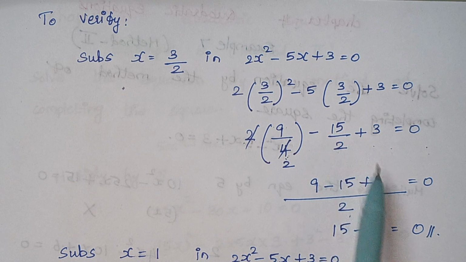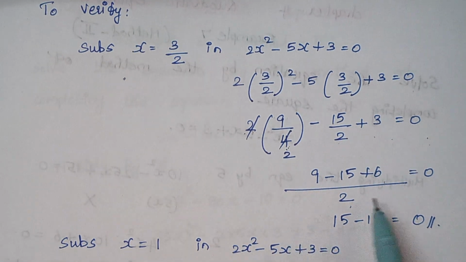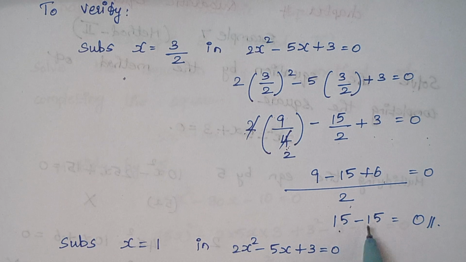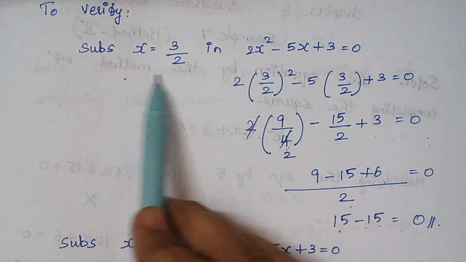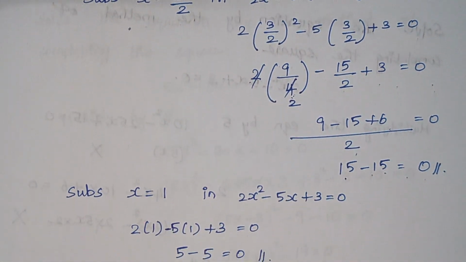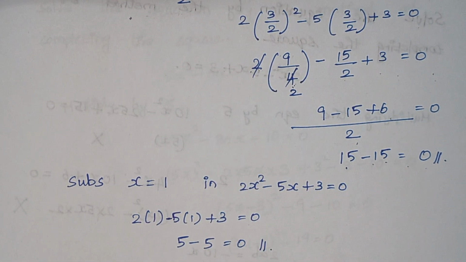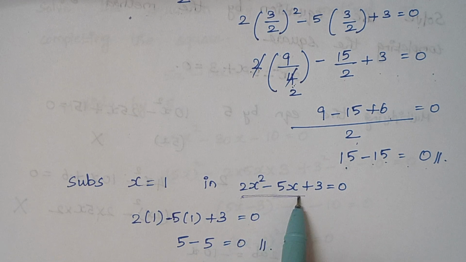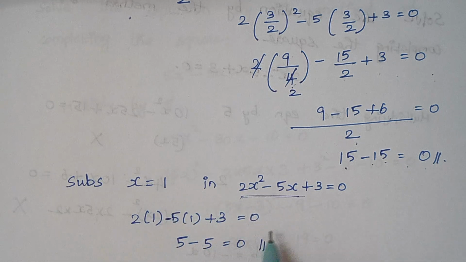9 minus 15. 3 2s are 6, right? So plus 6 equal to 0 and 9 plus 6 gives you 15. So 15 minus 15 gives you 0 here. So x equal to 3 by 2 is a root. We had verified. Now again we are going to substitute the value of x equal to 1 in this equation. So here we are always selecting the original equation. Keep this in your mind. So when you substitute the value of x equal to 1, again you see what happens. Finally 5 minus 5 which gives 0.